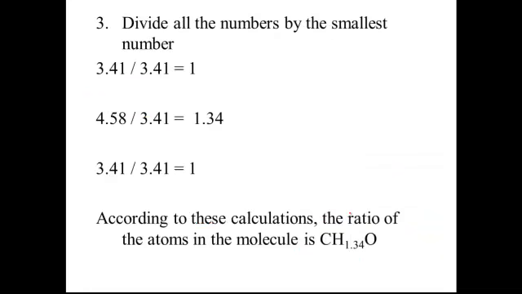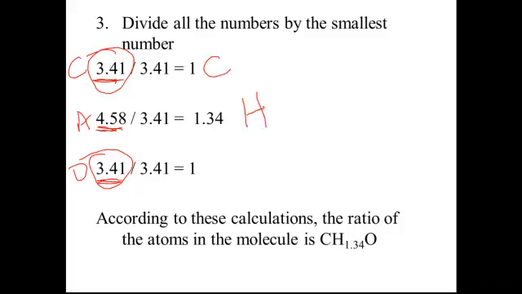Our third step is you look at your 3 numbers here and find the smallest of the 3, or 4, depending on how many there are. In this case, the smallest number is 3.41. So we're going to divide every single number by that 3.41. This is carbon, this is hydrogen, and this is oxygen. So that means this formula has 1 carbon, 1.34 hydrogens, and 1 oxygen.